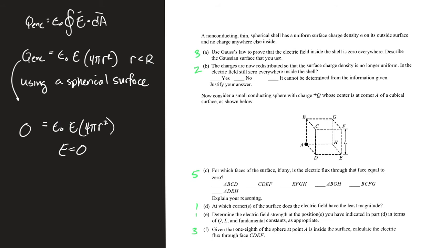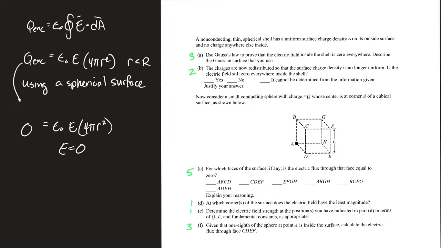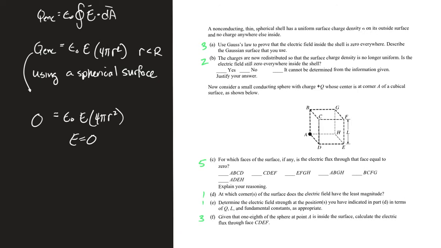Let's go to the next part, part B. It says the charges are now redistributed so that the surface charge density is no longer uniform. Is the electric field still 0 everywhere inside the shell? Now, the answer is no. And here's where I think the problem digresses some. The flux is still 0 because you're enclosing no charge. But that doesn't mean the electric field is 0.